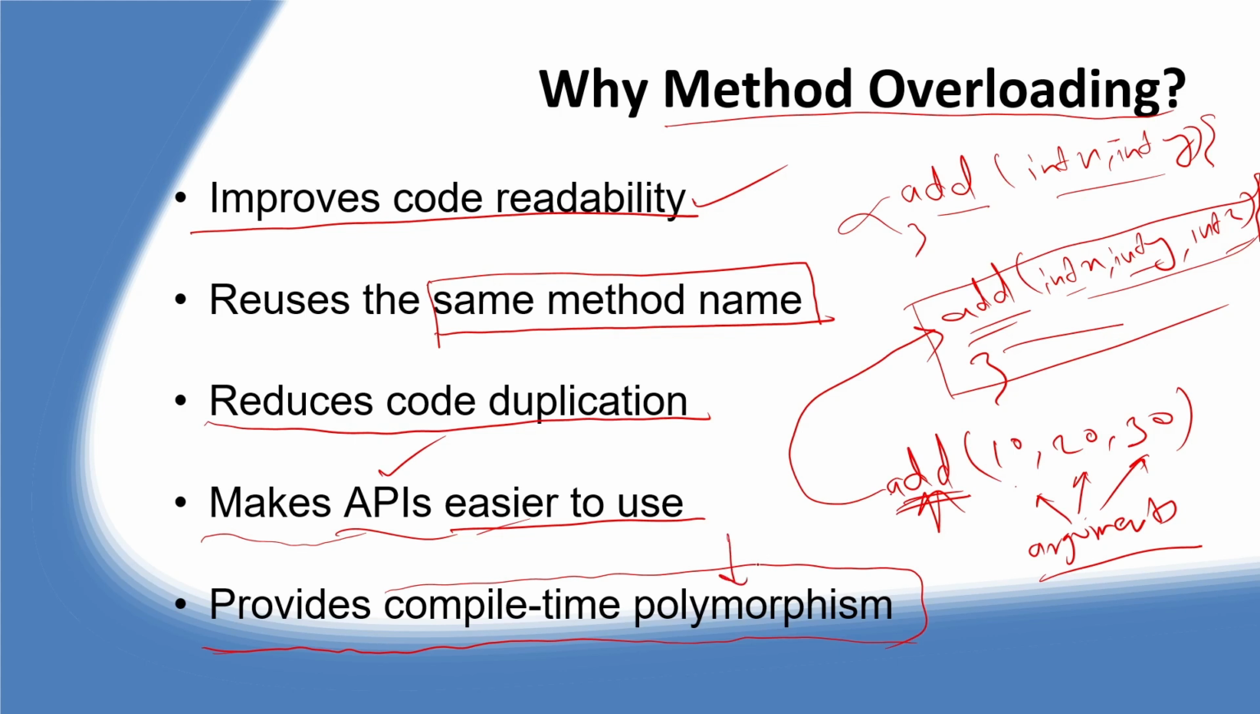Polymorphism we'll understand later in the video in detail, but for now you can understand it like one method with many forms. We'll understand this later, but for now understand that during compile time the compiler gets to know which method to call.